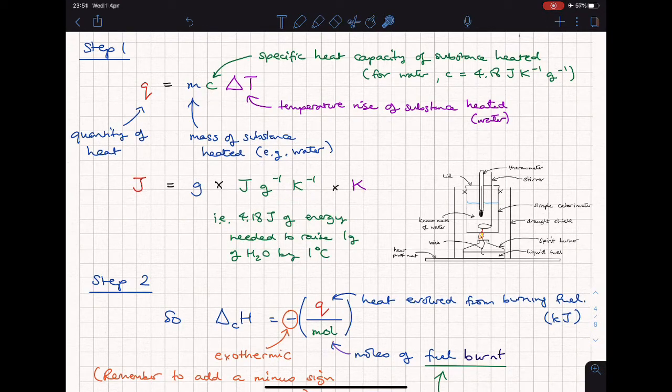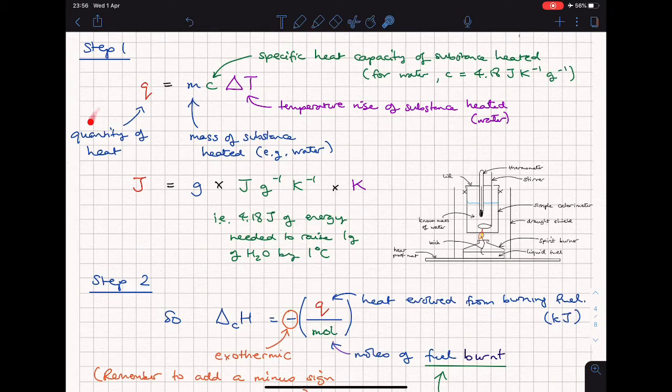So for example, if I had 100 grams of water and we raised the temperature of that water by 10 degrees C, the amount of energy needed would be 100 times 10 times 4.18. So that would be 4,180 joules. We often use kilojoules in enthalpy of combustion values, so we need to divide that value in joules by 1,000 to convert to kilojoules. And often people forget to do that.